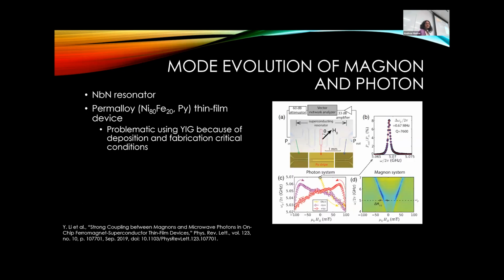So this is the first implementation I wanted to show. This was done by a team at Argonne National Lab in 2018. What they did is they started with a niobium superconducting resonator, and then they put a permalloy thin film magnetic device on top, in the center of this superconducting resonator. It's boxed in red in figure A.